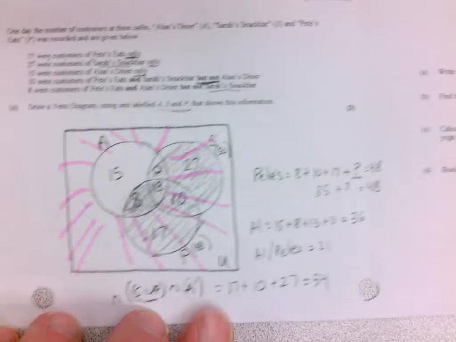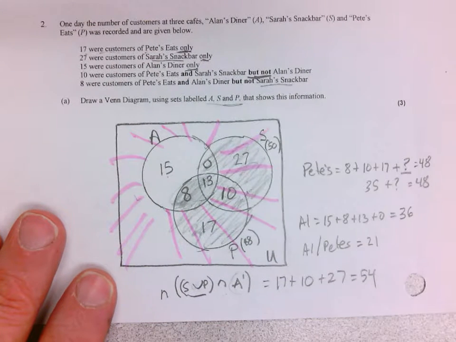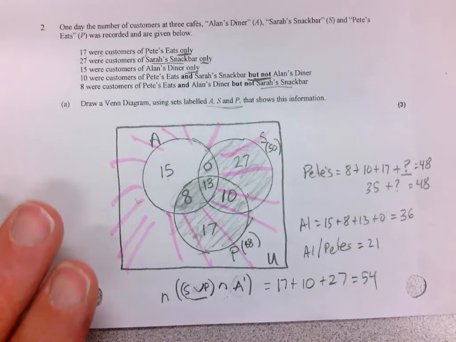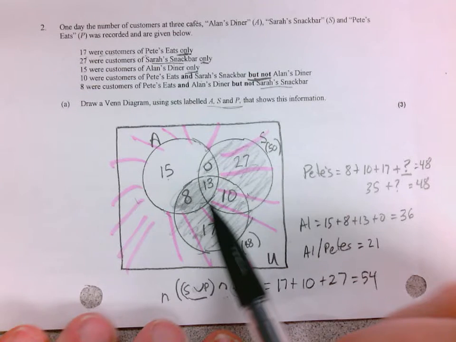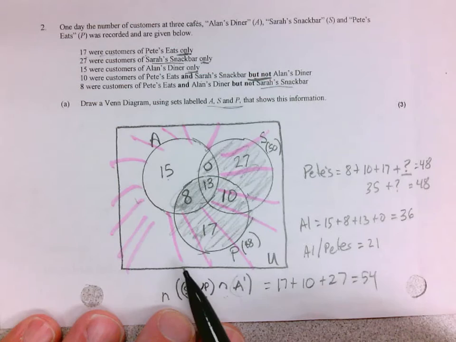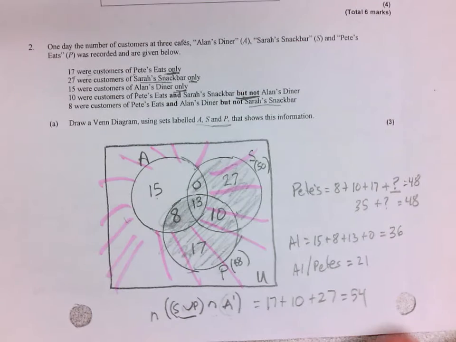So when you're doing this kind of shading, it helps you visualize where that value would have been. If it would have said union, then we would have included everything that we shaded. But if it's intersection, we only include the overlap. Okay, so let's go to question 3.